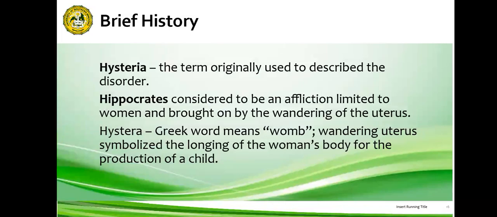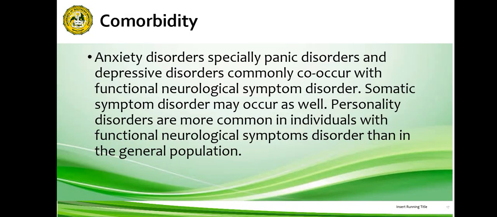So moving on to its comorbidity, anxiety disorders, especially panic disorders and depressive disorders, commonly co-occur with functional neurological symptom disorder. Somatic symptom disorder may occur as well. Personality disorders are more common in individuals with functional neurological symptom disorder than in the general population.